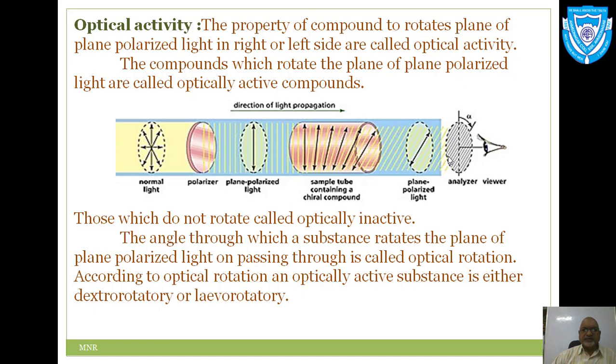The angle through which the substance rotates the plane of plane polarized light on passing through is called optical rotation. According to optical rotation, an optically active substance is either dextrorotatory or levorotatory.